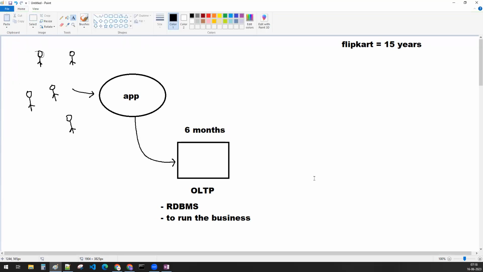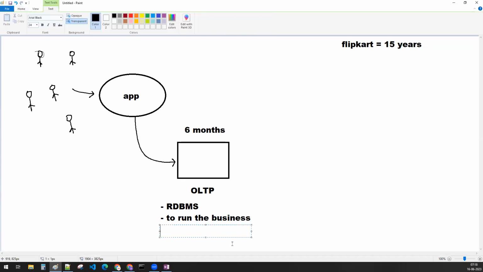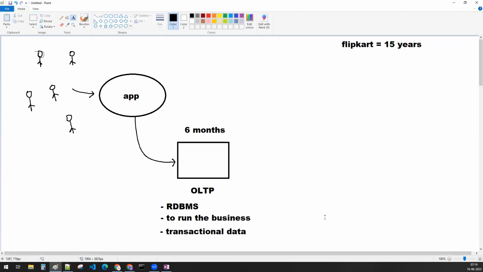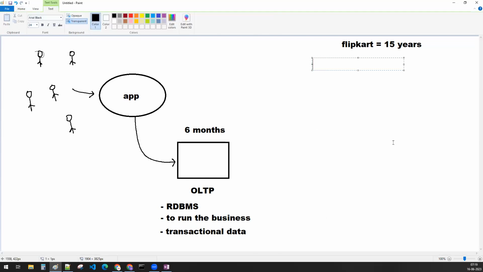If I put only the last 6 months of data, people call it transactional data. Only the last 6 months of data is the transactional data. What about the other data, sir? What about data other than the transactional data? People call it historical data. So do we need the historical data? The very first question is, do we need that 14.5 years of data?